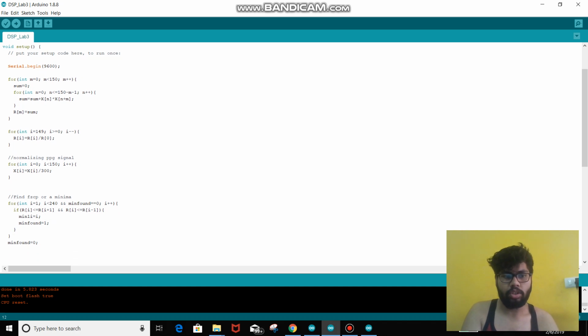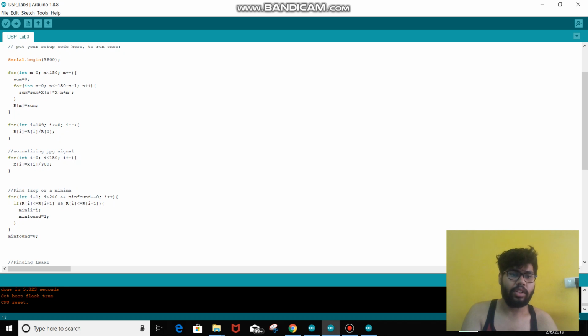Next, we normalize the autocorrelation signal by using this method. We start from the right hand side of the array, so that we don't need to use another variable to store the max data. We can use the R0 data itself to normalize the array, whereupon we get the origin value as 1.